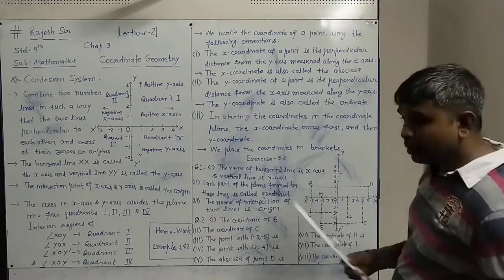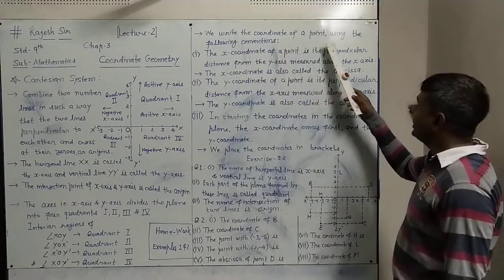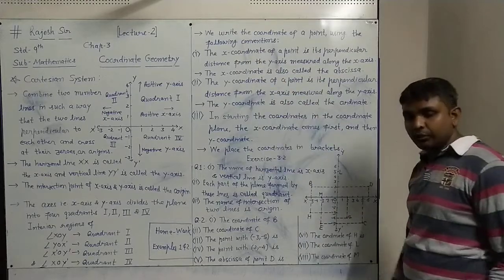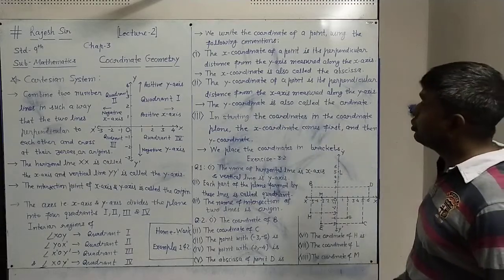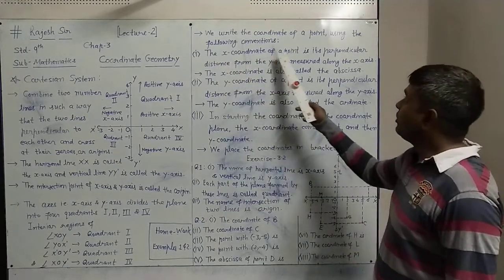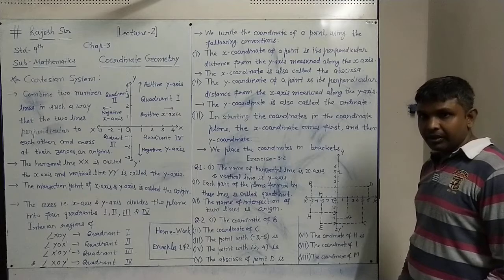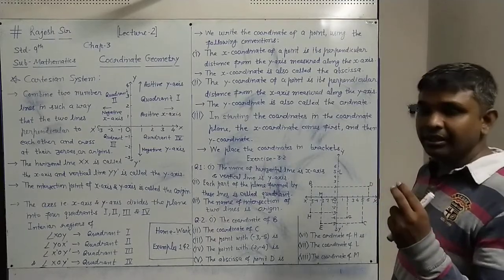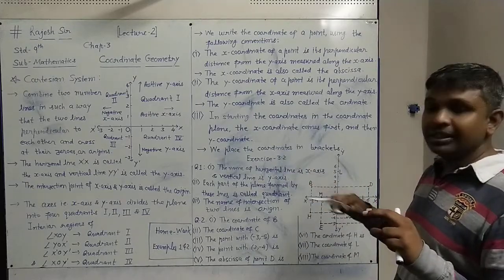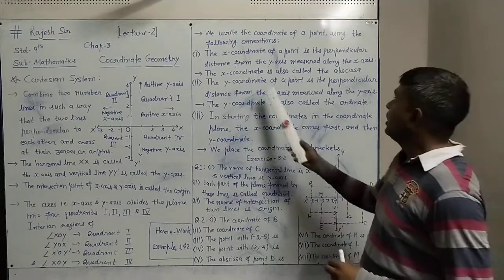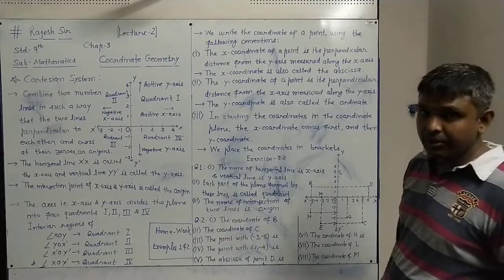In that, how to locate the coordinates, we will see the rules. We write the coordinates of a point using the following convention. If you are locating a point in a plane, how will you write its coordinates? For that, we have conventional rules. The x coordinate of a point is its perpendicular distance from the y-axis, measured along the x-axis. The x coordinate is also called the abscissa.